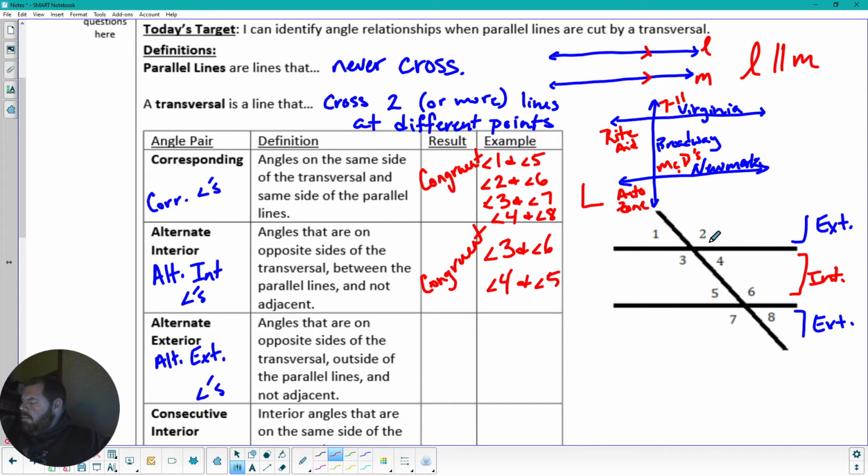In our diagram here, angle 1 is an exterior angle, so it should have an alternate exterior angle to it. It does. It's angle 8. So we have angle 1 and angle 8. Also, we have angle 2 and angle 7.